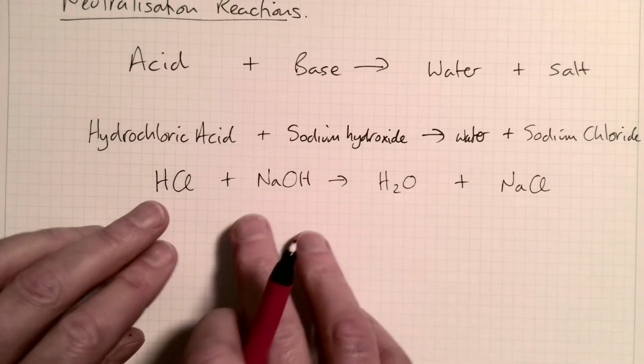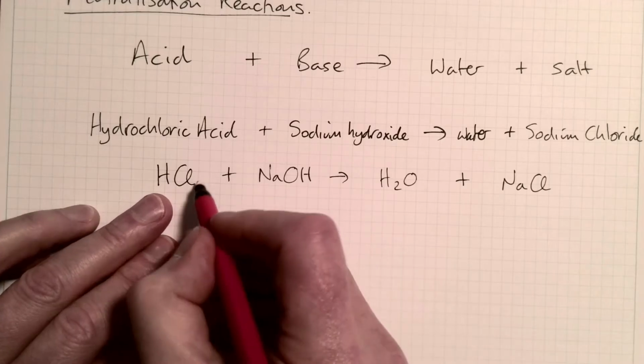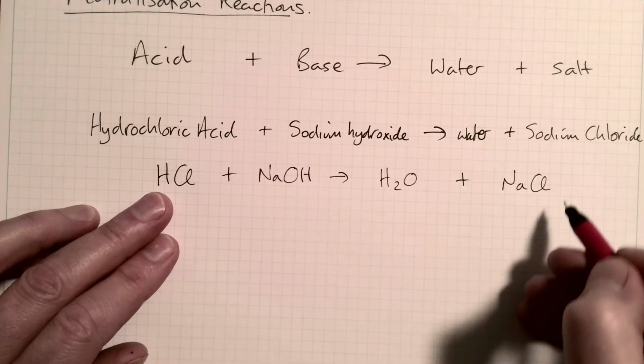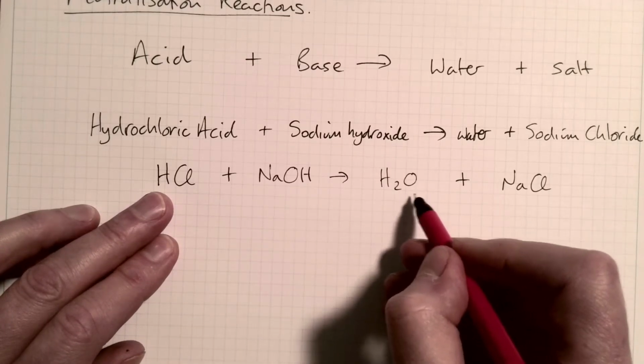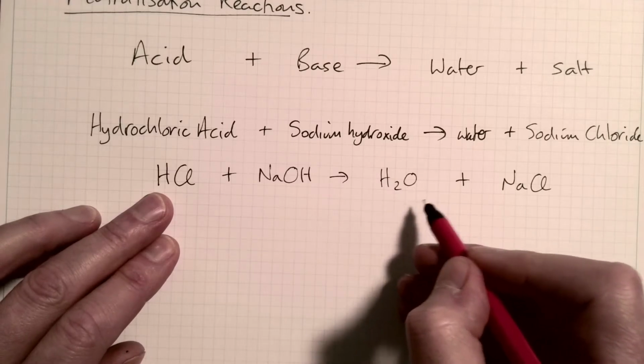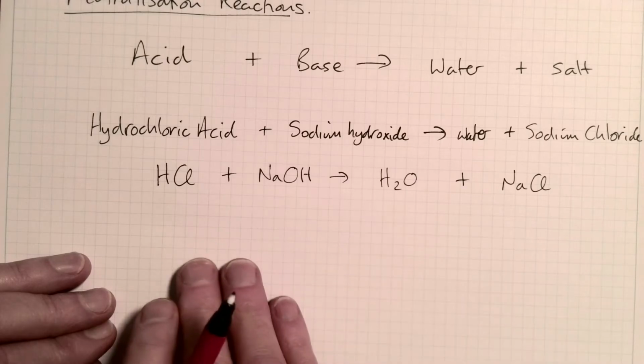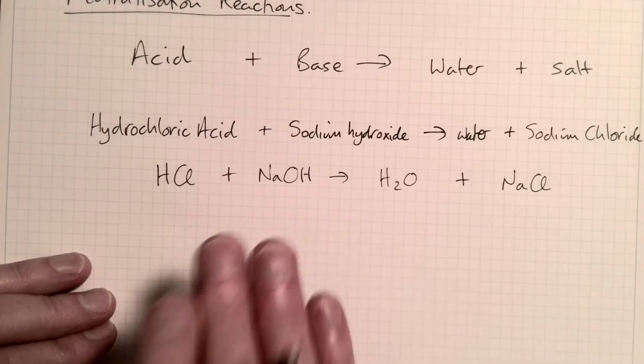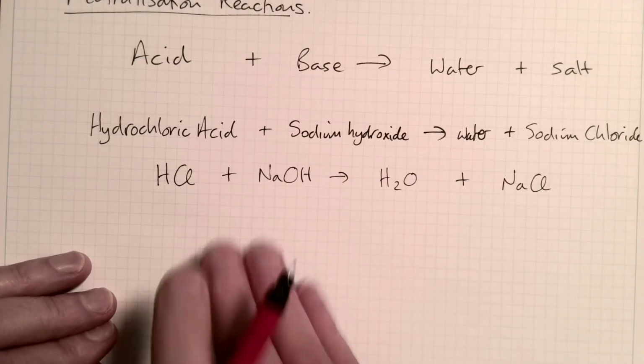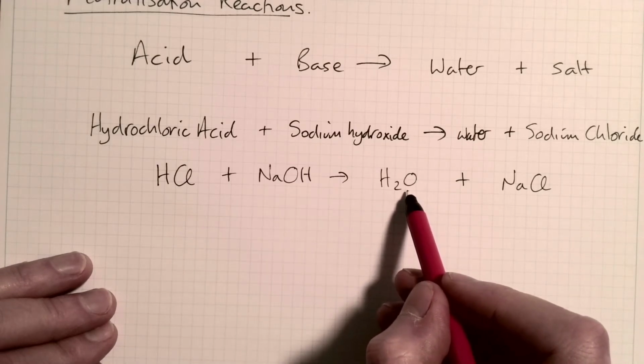Okay, so let's just have a look at this. We could put our states in here. This is aqueous, this is aqueous, this is aqueous, and this is going to be a liquid. Water is not dissolved in water, it's just aqueous. But we're not going to put that in just to avoid confusion on the board for the moment, because what I want to do is look at what's happening here. What goes together to make the water? So we'll find what goes together to make the water first.